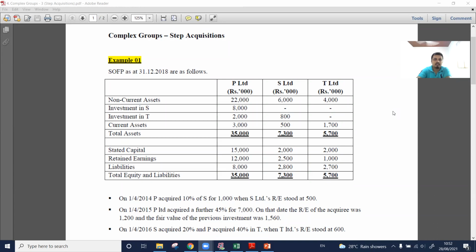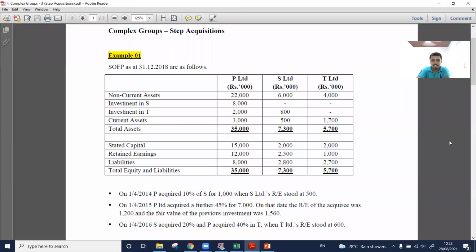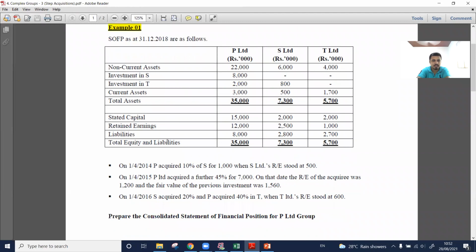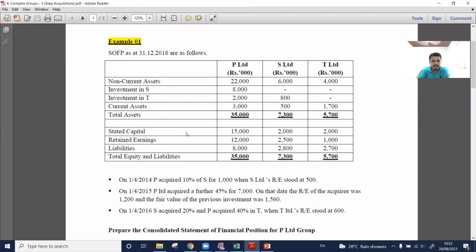Example number 1 on step acquisitions. Statement of financial position as at 31st December 2018 are as follows. P Limited, S Limited, and T Limited separately they have given the statement of financial positions. And then they have given us the acquisition information.